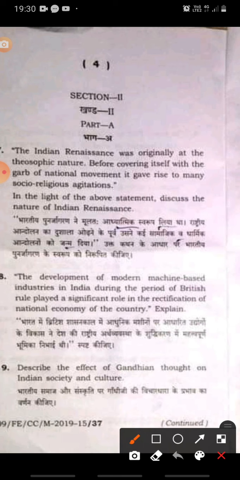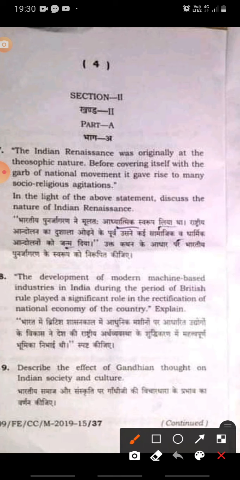So you have to write about the socio-religious movements and also the Indian Renaissance. So this is the question based on the socio-religious movements and what type of movement occurred before the national movement started. You have to write about this.